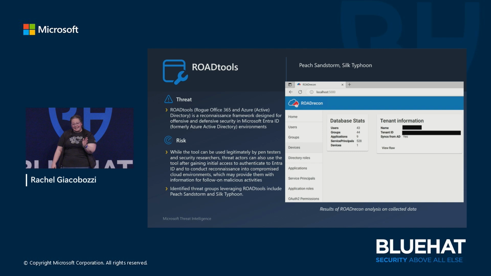The threat actors will pass that token to the ROADrecon module for auth and discovery. And here in our screenshot, we see what comes back. So this is the information that's returned from that auth and from the ROADrecon, which can then be used for malicious follow-on activities and lateral movements.